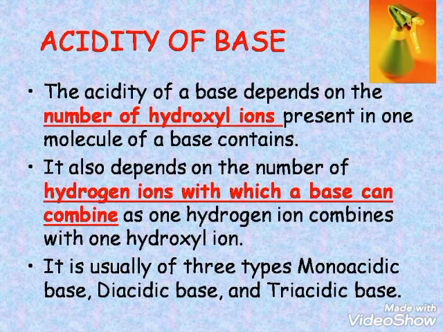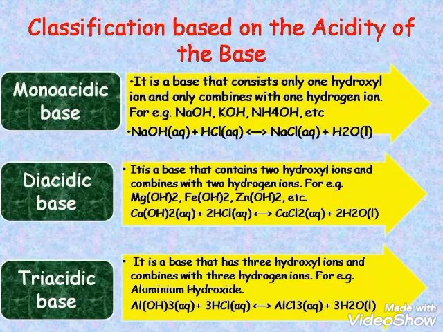Generally, there are three different types of bases depending upon the acidity of base. One is the monoacidic base, second is the diacidic base, and the third one is the triacidic base. In case of monoacidic bases, in the solution, if one molecule of the base forms only one hydroxyl ion, then we consider it as monoacidic. Examples include sodium hydroxide, potassium hydroxide, ammonium hydroxide. All group 1A elements generally form monoacidic bases.